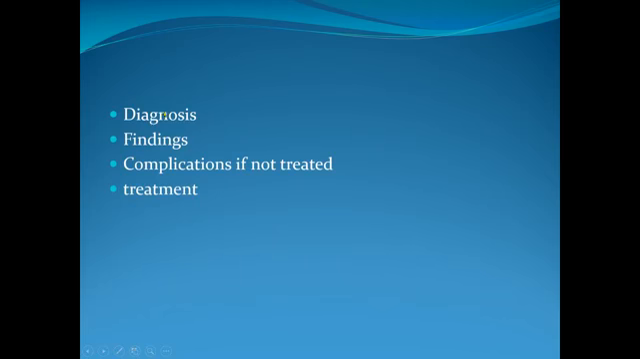Diagnosis and findings. Findings in favor of mature cataract: visual acuity reduced to hand movement or perception of light, iris shadow absent, color of lens pearly white, and glow absent. These are the findings of mature cataract. Complications if not treated: lens-induced glaucoma, phacolytic glaucoma, lens-induced uveitis, subluxation, dislocation. Treatment is cataract surgery.